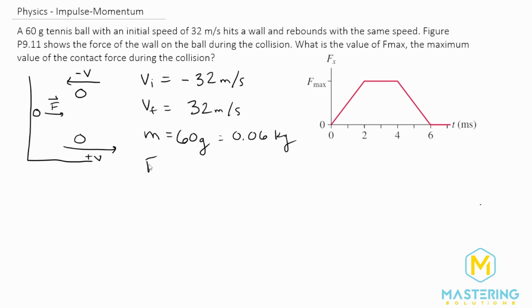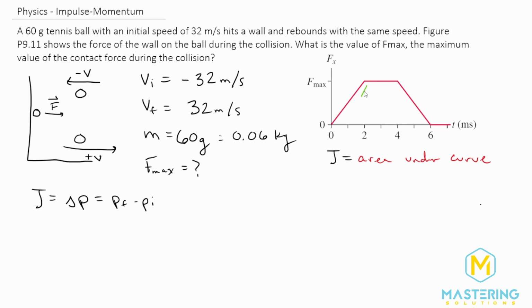And of course they say, what is the value of Fmax? Now we know that we're going to be using impulse. So let's write the impulse equation. So J is equal to the change in momentum, which of course is P final minus P initial. Now what we're also going to be using here is a different way to find J, which is the area under the curve.